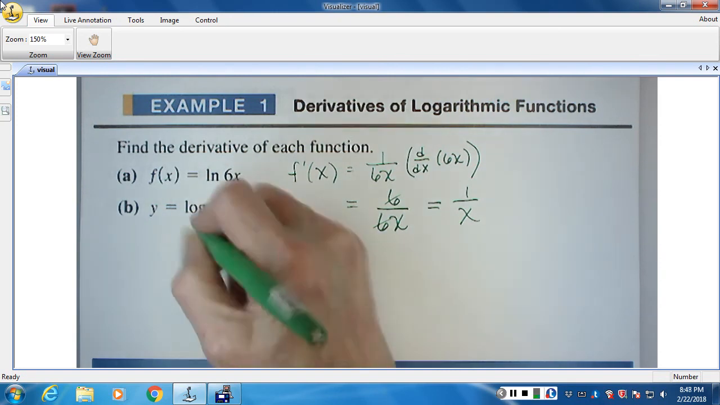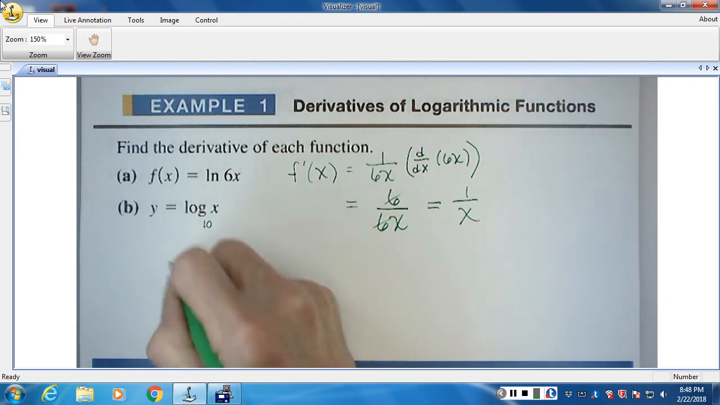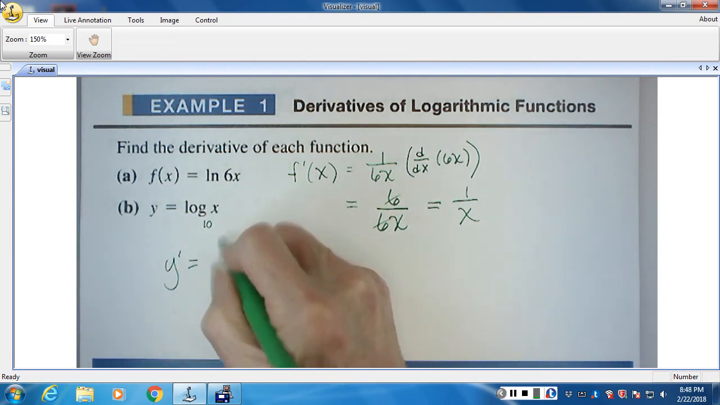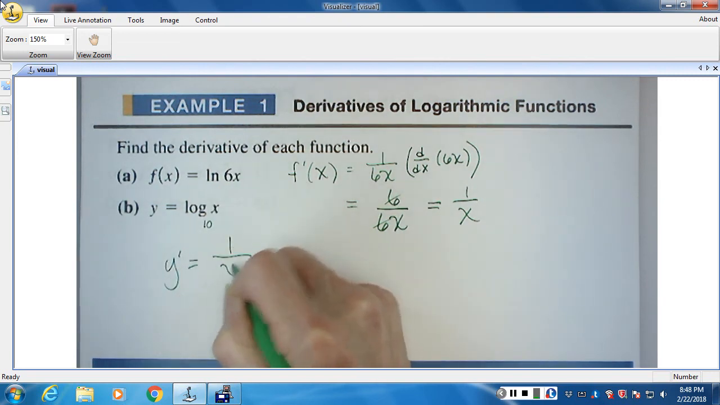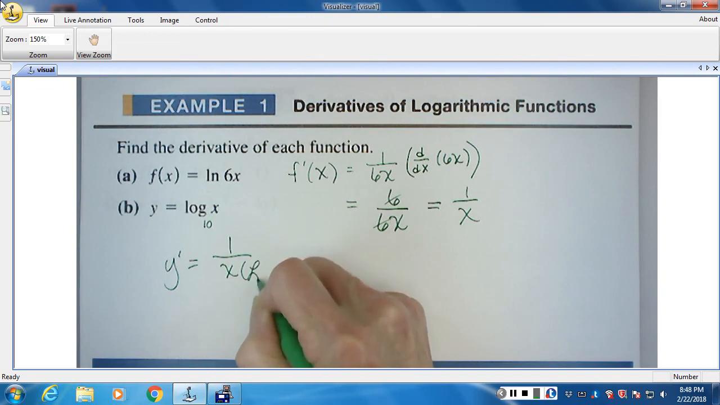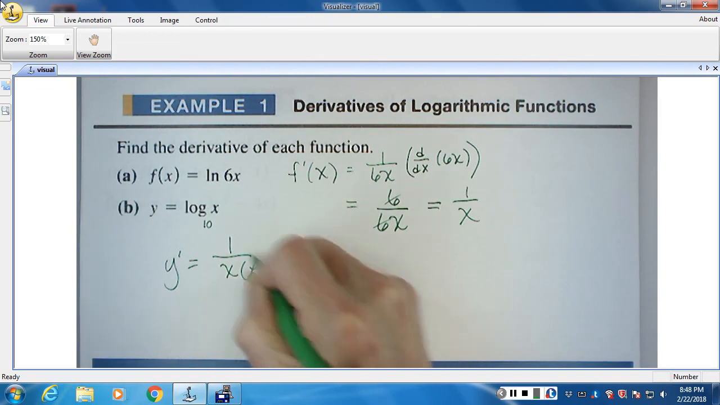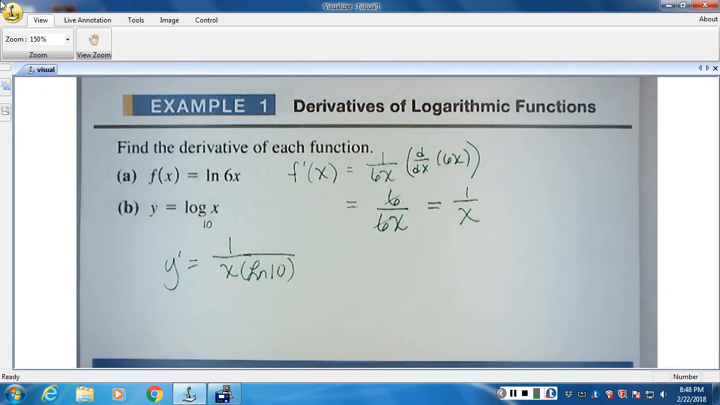So since this is a base 10 logarithm, then you write it like that. And yes, it does go in the denominator. It cannot go in the numerator. It has to go in the denominator.